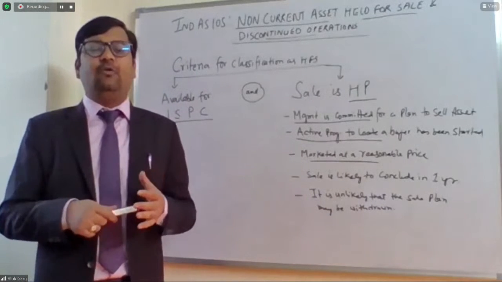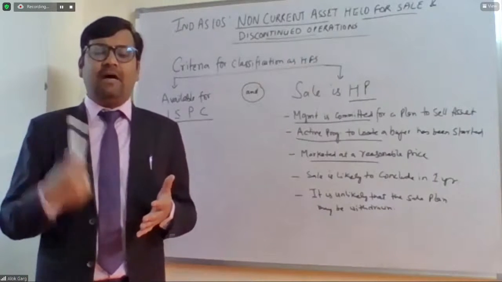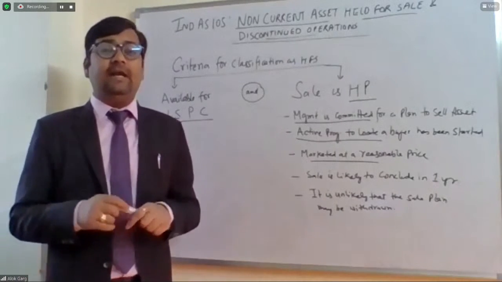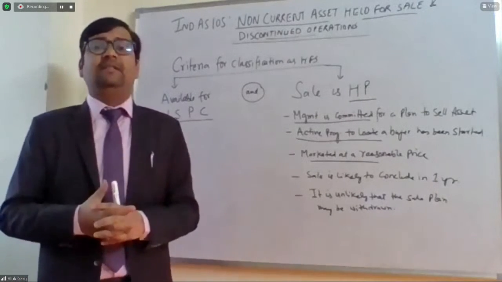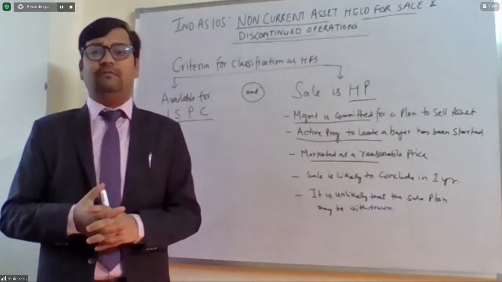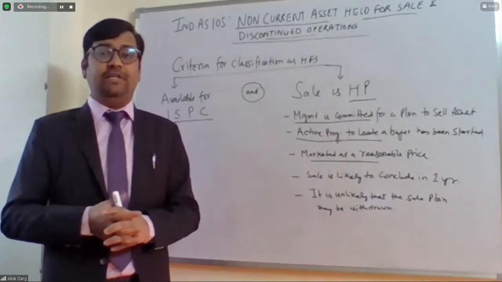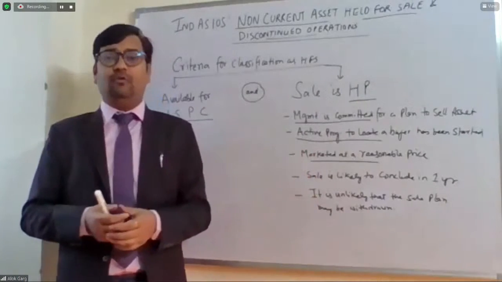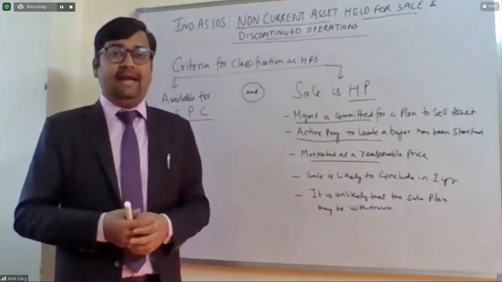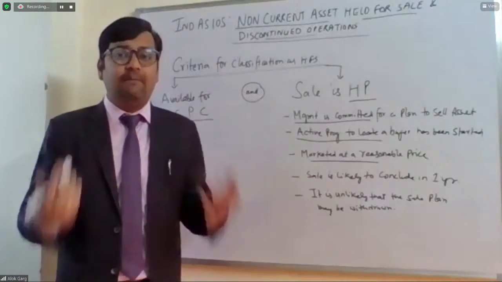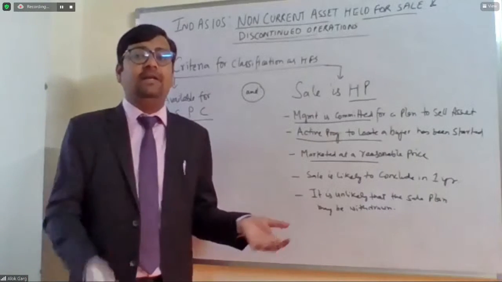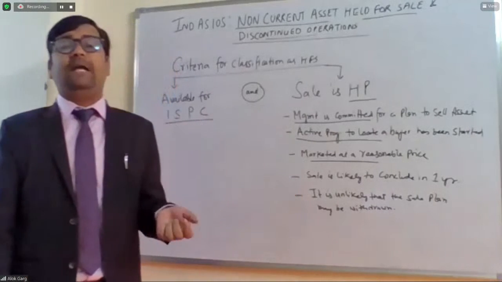They have started locating a buyer. They have marketed at a reasonable price, and they are sure that the sale is likely to conclude within 1 year. So they are very sure that the sale is likely to conclude within 1 year. And due to such development, it is unlikely that the sale plan may be withdrawn.